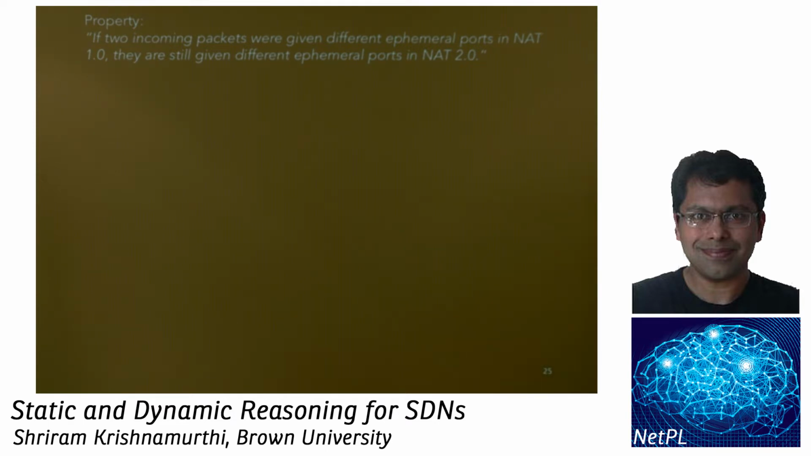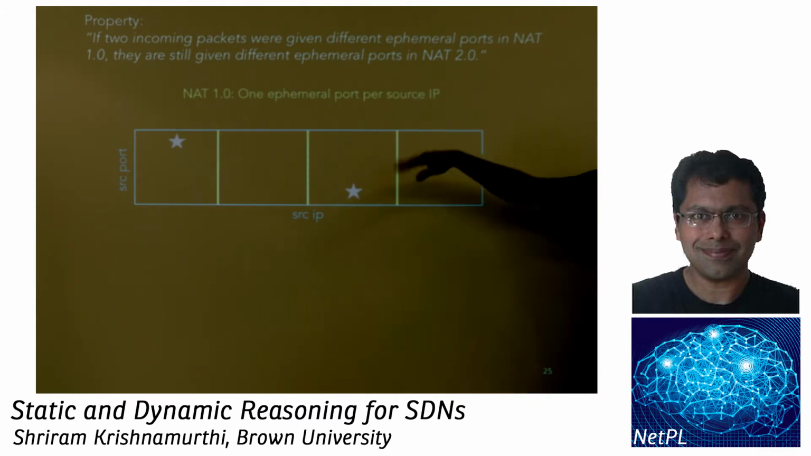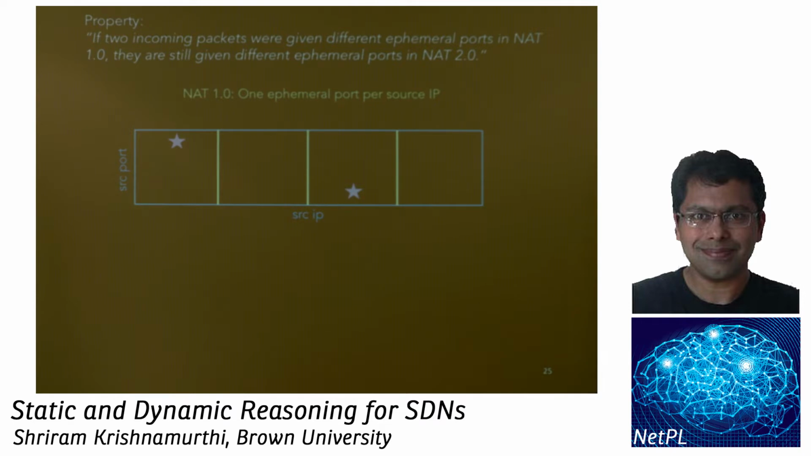So, for example, here's an example in this particular instance. If 2 incoming packets are given different ephemeral ports in NAT 1.0, they're given different ephemeral ports in NAT 2.0. The change I made to the program doesn't change that. Essentially what it's asking is, I've got source IPs here and source ports over there. With NAT 1.0, maybe 2 different packets got mapped to different ephemeral ports. Now when I go to 2.0, will it still be the case that I'm preserving that mapping?